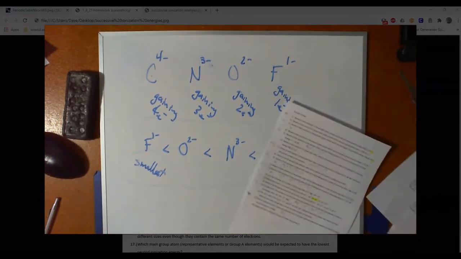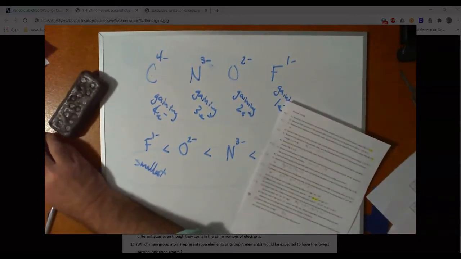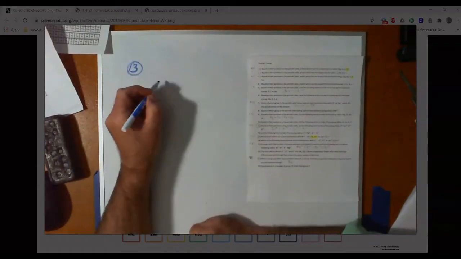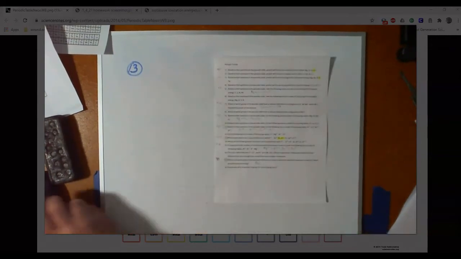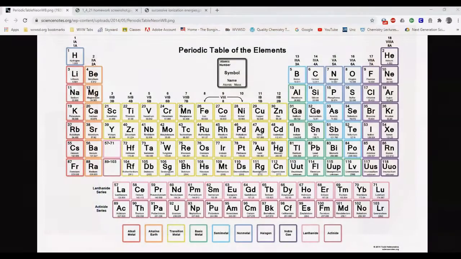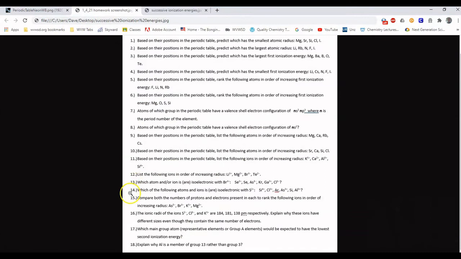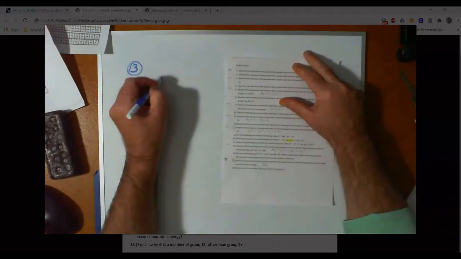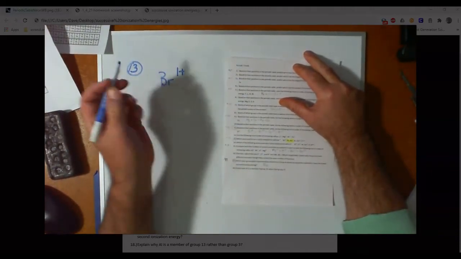Let's try number 13. All right. Which atom or ion, we can bring this up here. Number 13. Which atom or ion is isoelectronic with bromine with a charge of 1 plus. All right. So bromine 1 plus.